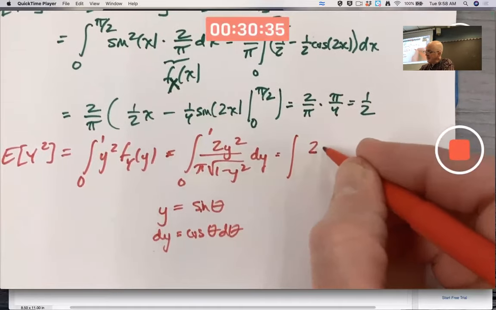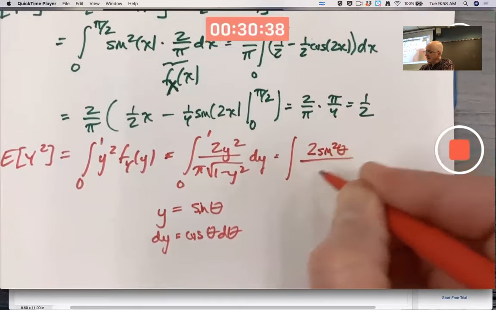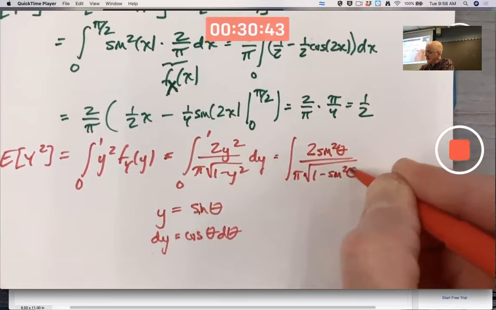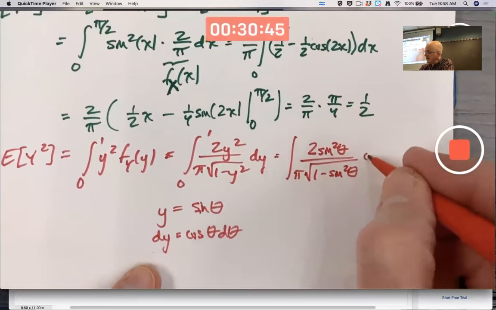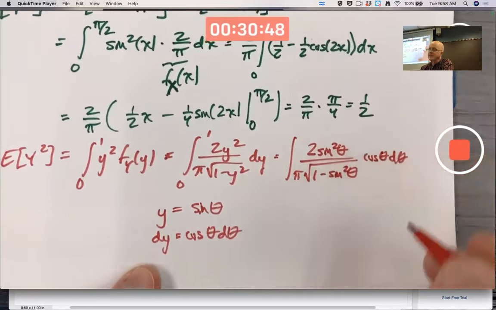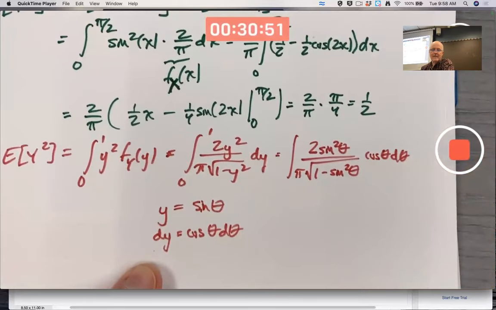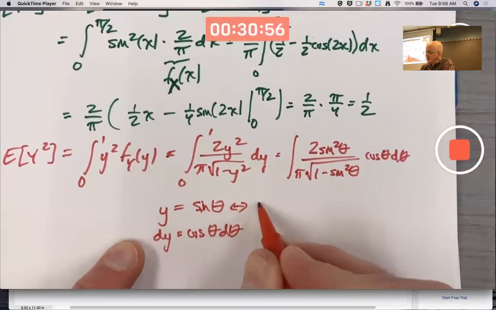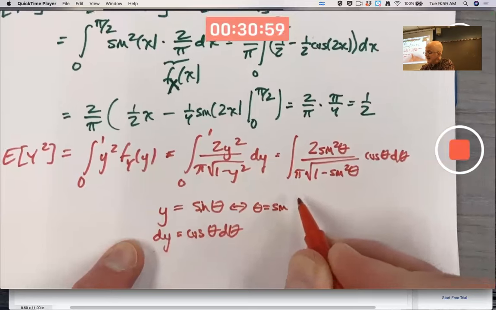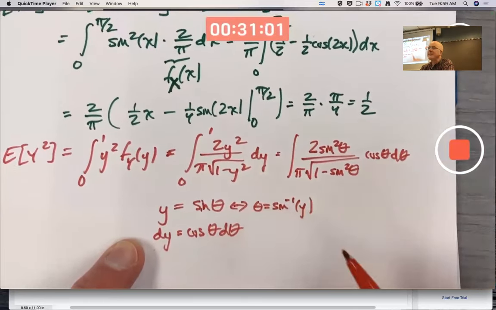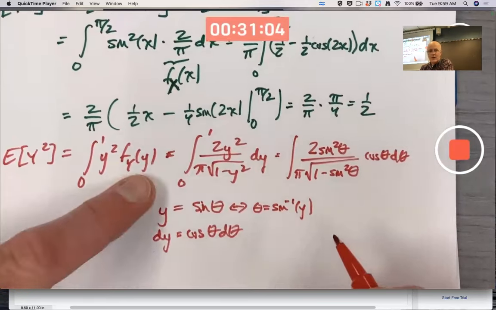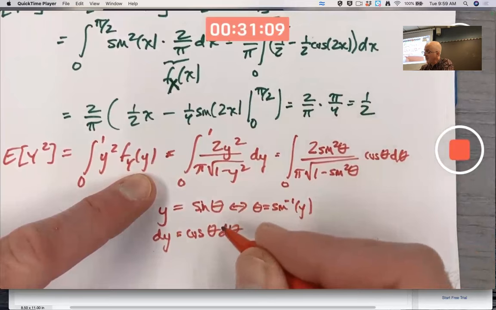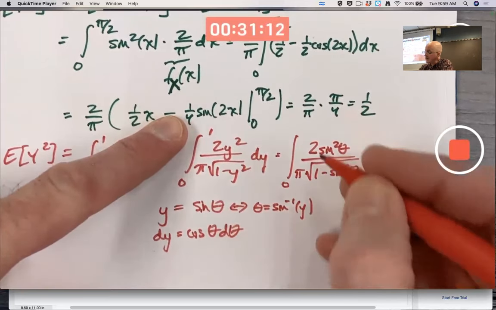The y squared up there can be replaced with sine squared theta. The y squared in here gets replaced with sine squared theta. And then dy gets replaced with cos theta d theta. Do need new limits of integration, use this equation. When y is sine theta, theta is inverse sine of y. So when y is 0, theta is the inverse sine of 0, which is still 0. But when y is 1, theta is the inverse sine of 1, which is pi over 2.